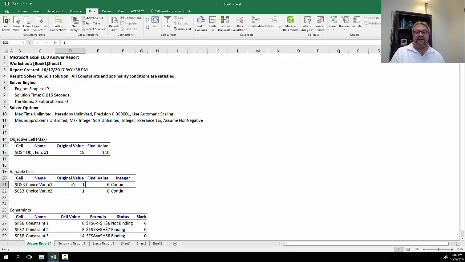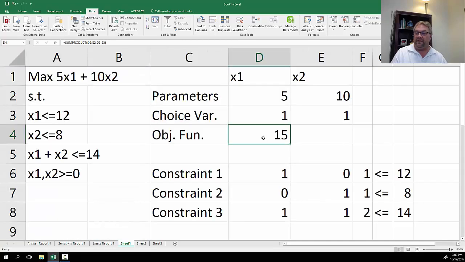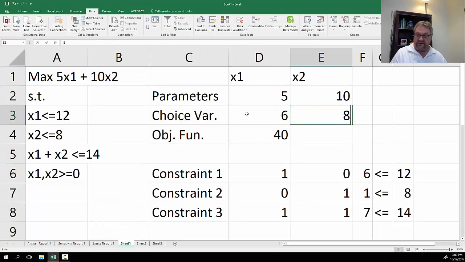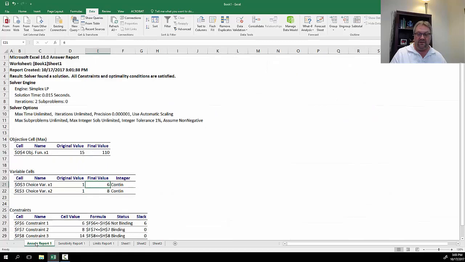Same thing here. It's saying, look, your choice variable x1, see, that's why I like labeling it this way, started off with 1. My choice variable x2 started off with 1. But notice its final values were 6 and 8. So I'll go back here and change these to 6 and 8. And they're continuous variables.